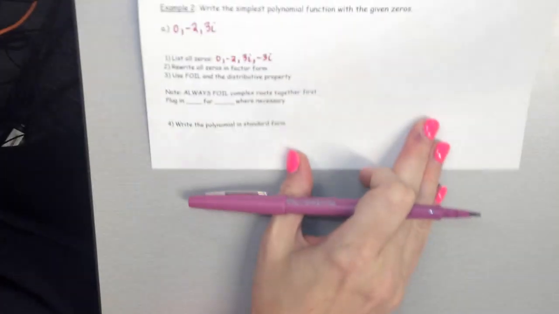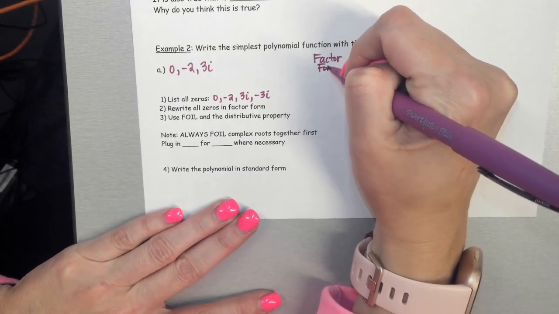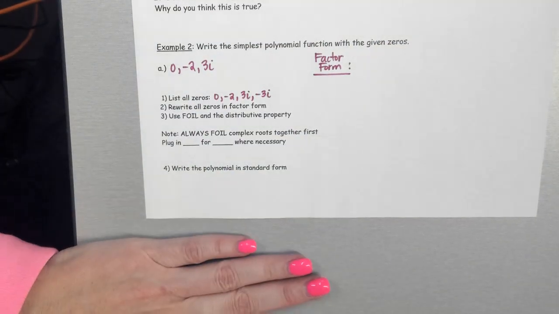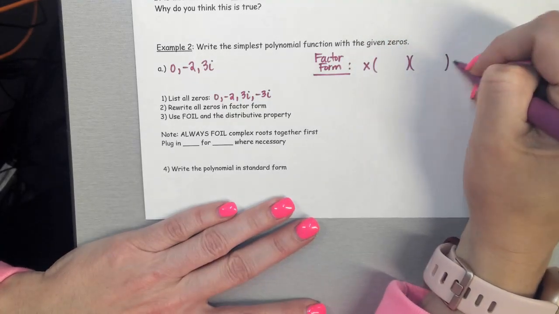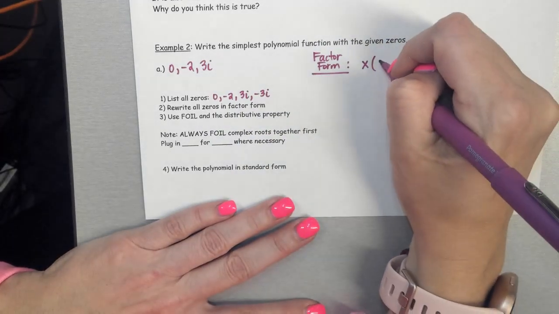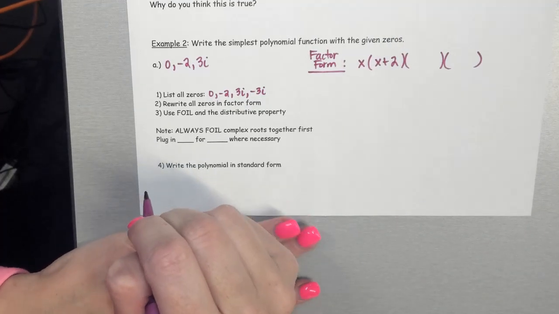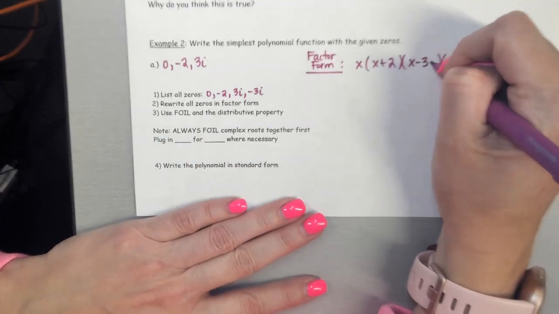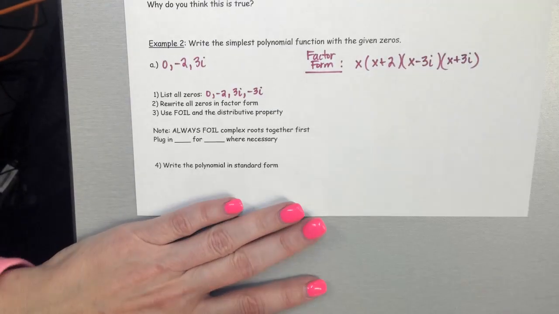Okay, and then you rewrote all the zeros in factored form. And even if you weren't sure about that last one, right, we've already talked about your factored form here. So if it's 0, you can write x minus 0, or you can just write x. If you have x minus 2, that will be x plus 2. And then if you have 3i, it's x minus 3i. And then minus a -3i would be plus 3i.